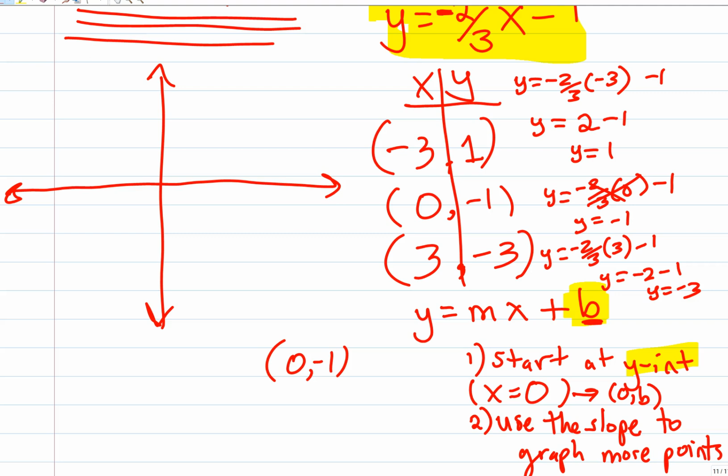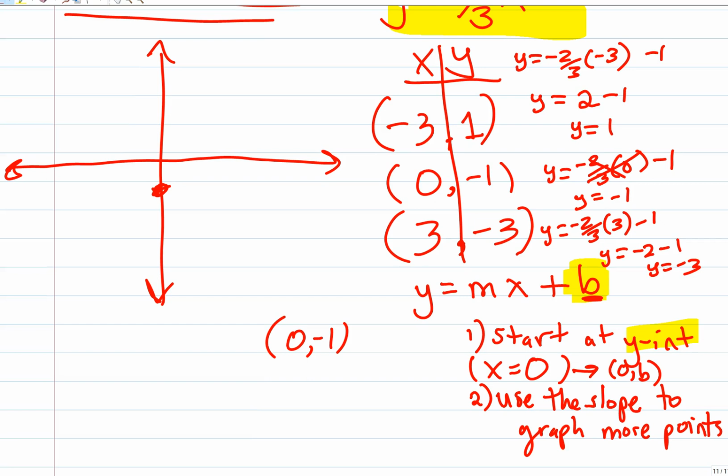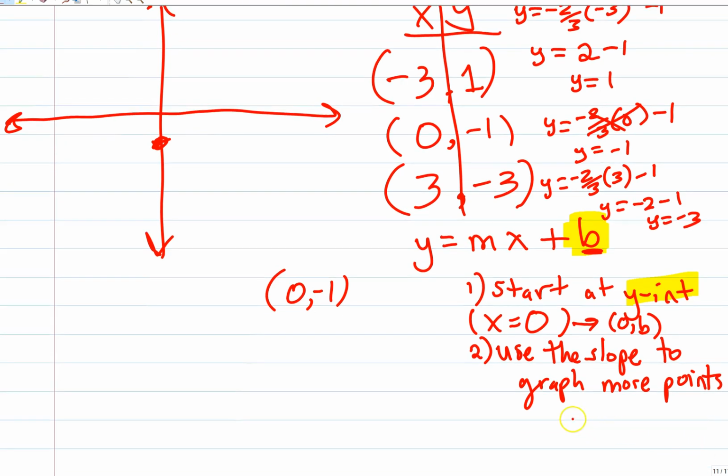That's convenient, isn't it? Because I only need 2 points, and guess what? We've got 0, -1. Plot that point. How do I get my second point? That's step 2. We will use the slope to graph more points. What is the slope? The slope is the m, is the rise over run, is the change in y over change in x.